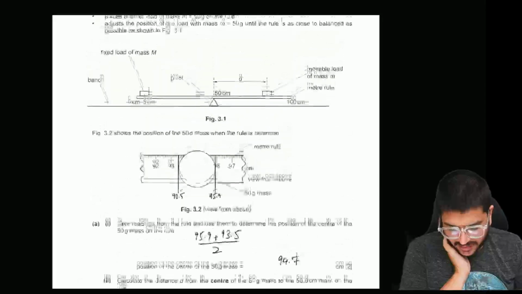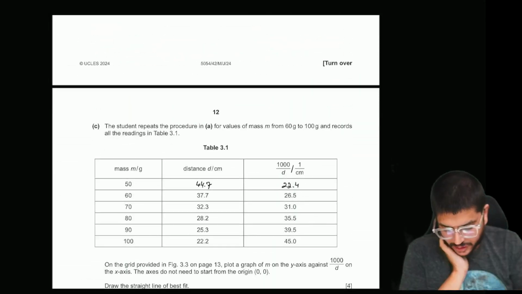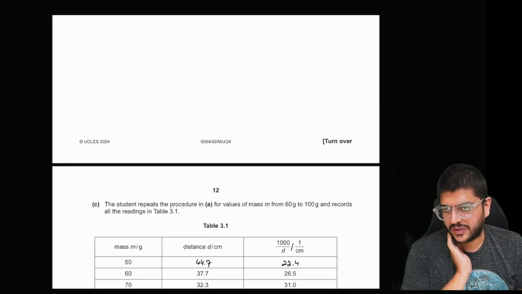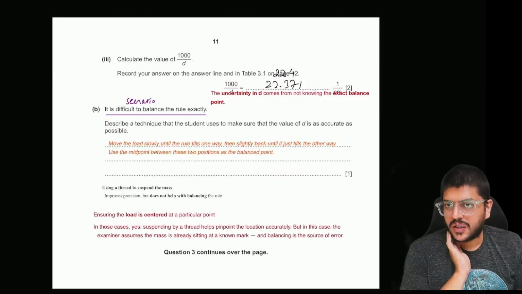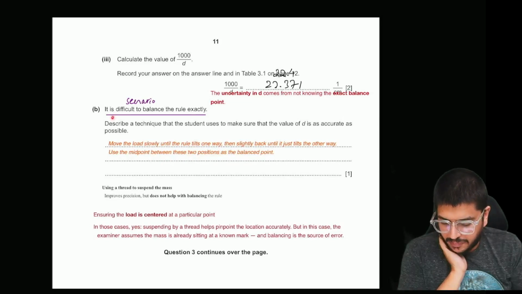But when you're giving it in the table, let's have a look at the table. In the table, you have to make sure that down the column, your number of decimal places are the same. So 22.4 is what you write over here. All right. Now, question. It is difficult to balance the rule exactly.